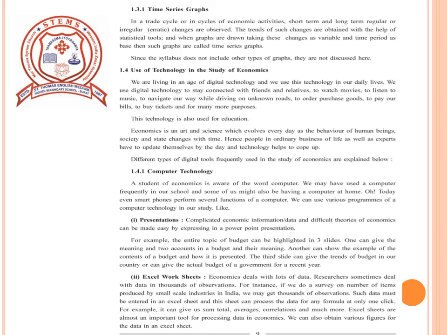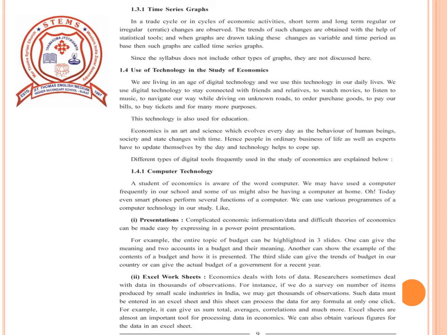Now presentation, that is PowerPoint presentation, is one way in which you can express complicated economic information, data and difficult theories of economics, which are made easy by expressing them in a PowerPoint presentation. Clear? So any complicated data expressed in a PowerPoint presentation is made easier to understand and express.